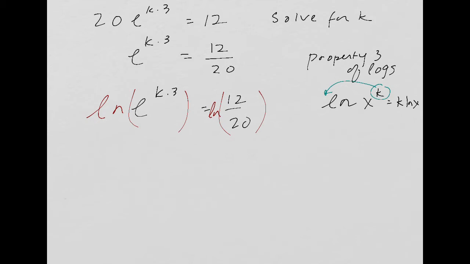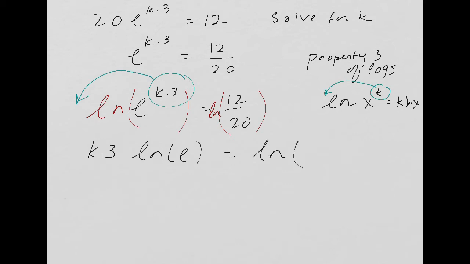And then for this problem, I chose natural log because I'm seeing an e. And natural log and e, when they're against each other, they're going to undo each other. They're inverse functions. So if I use my properties of logs that I have on the other side, what's happening is that 3 is coming down in front. And I have k times 3 and then ln of e, that's on the left, and then the right is ln of 12 over 20.